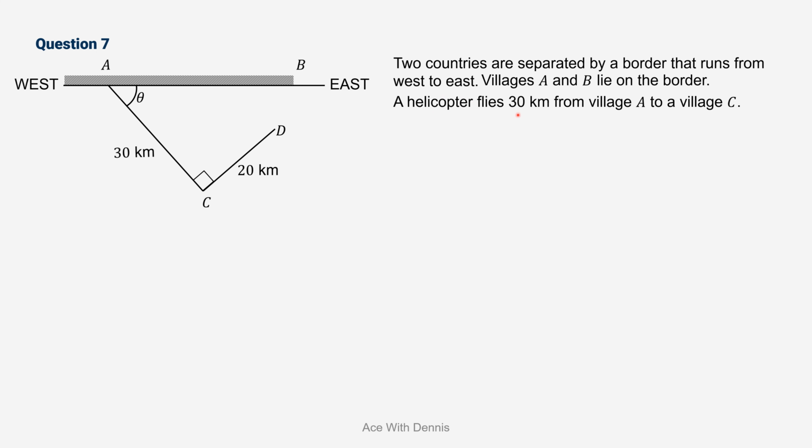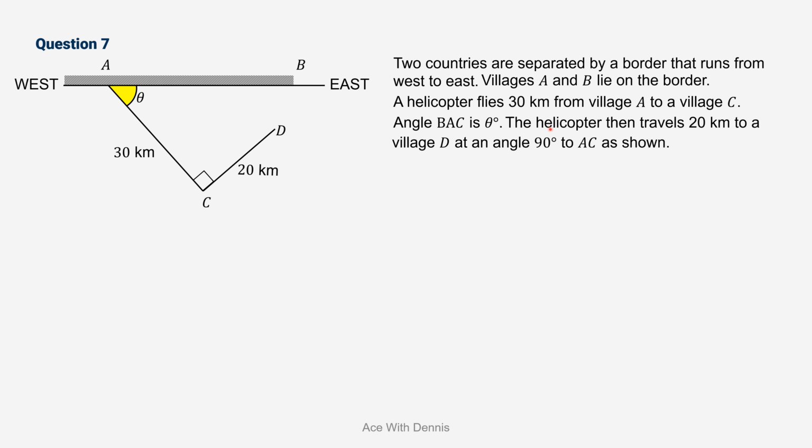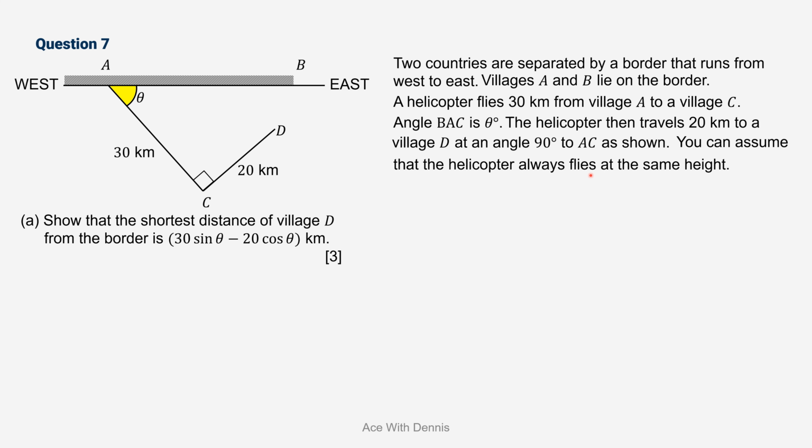A helicopter flies 30 kilometers from village A to a village C. So from village A to village C here. Angle BAC is theta degrees. So BAC, this angle is theta degrees. The helicopter then travels 20 kilometers to a village D at an angle 90 degrees to AC as shown. So 90 degrees, 20 kilometers to village D. You can assume that the helicopter always flies at the same height.